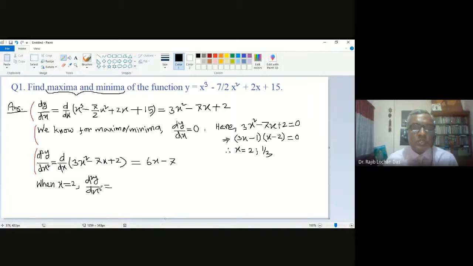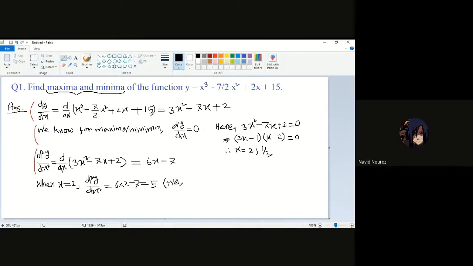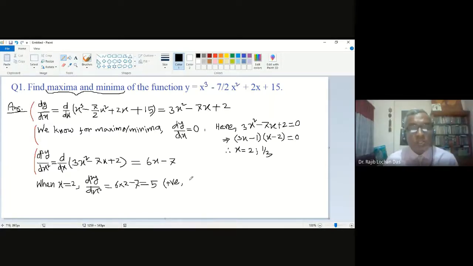So it will be 6 into 2 minus 7. So it is 12 minus 7, so it is 5. So 5, a positive value, means this is the minimum. Positive value means minimum. Yes, correct. So you are sure that it will be minima.